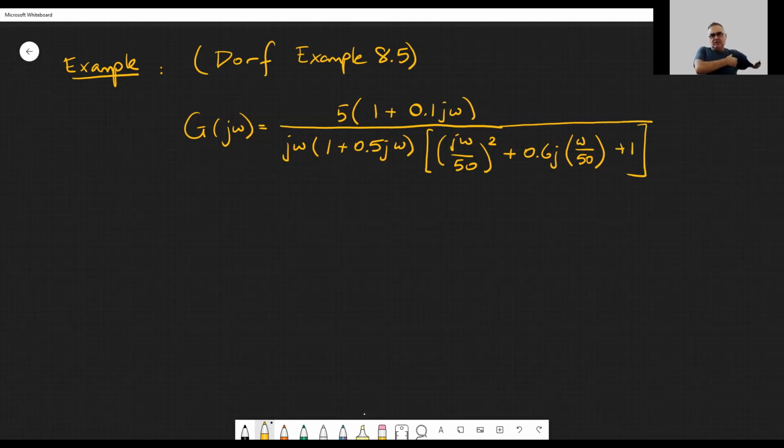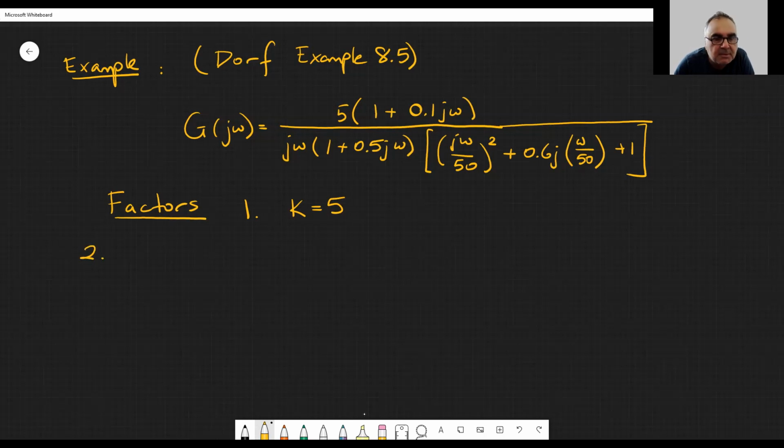It looks like a long transfer function, a frequency response, in which we replaced s by j omega, as you see. We have the following factors here. You have a constant gain K equal to 5. The second one is 1 over j omega, an integrator.